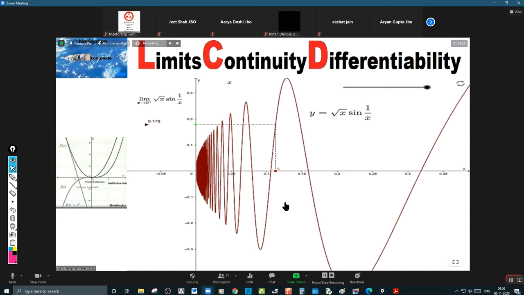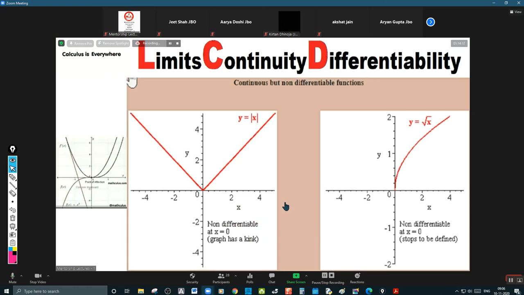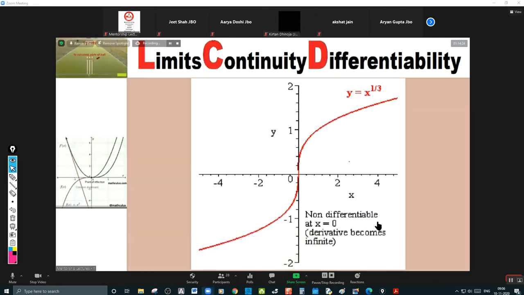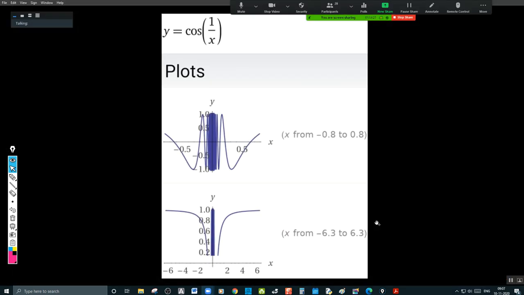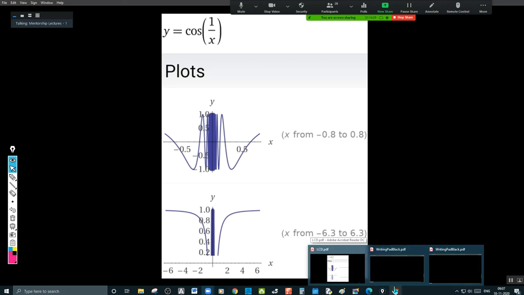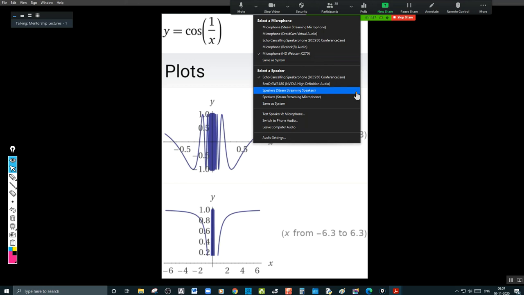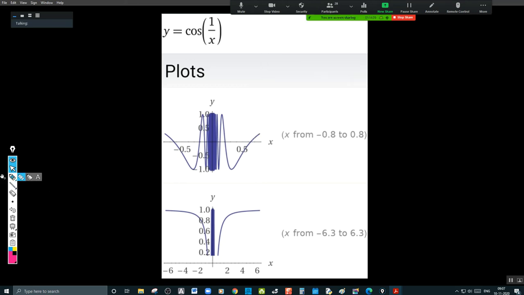Okay. So taken as it is, they are discontinuous. But you can see, they are multiplied with x then. They are multiplied with x. Okay. Next.